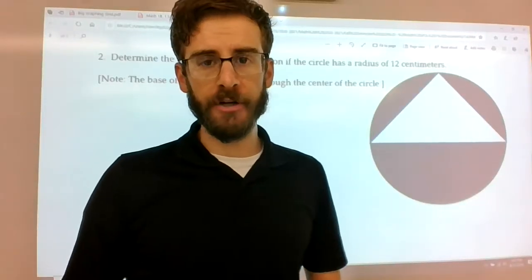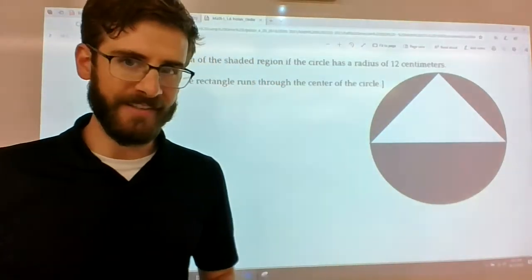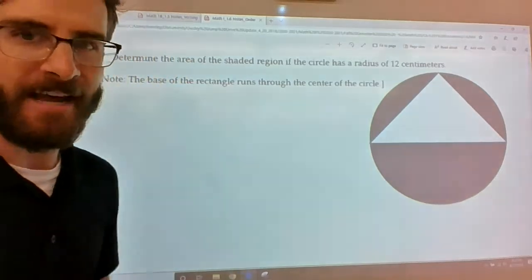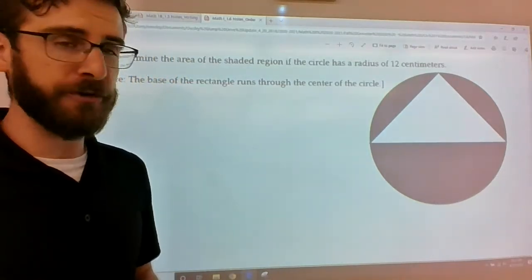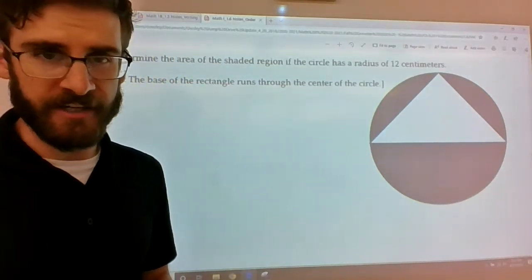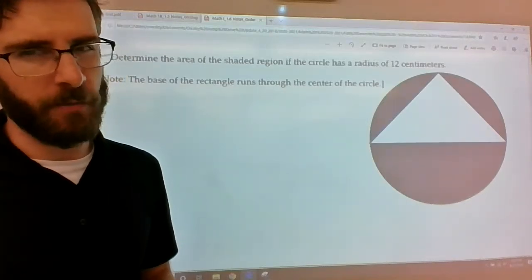Hey everybody, this is part 2 of section 1.6. I've just got 2 more examples to do. The first one was very, very intense. This one's not going to be so much.